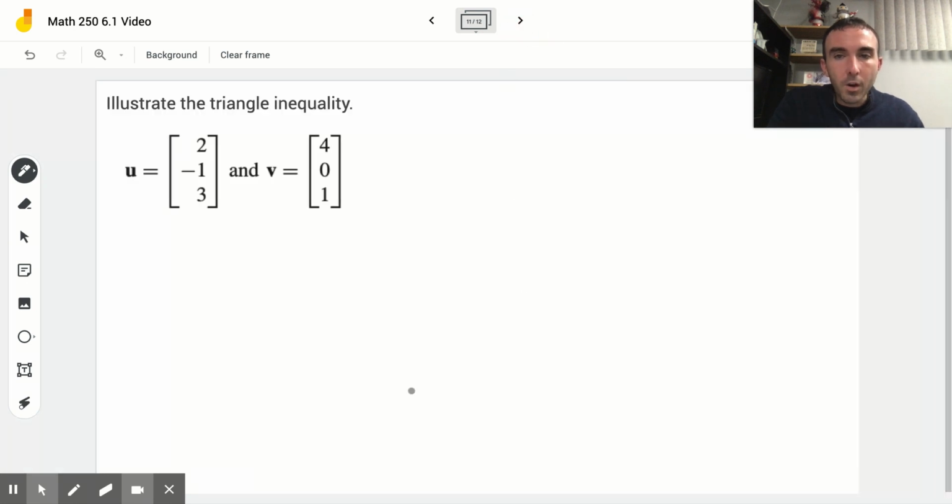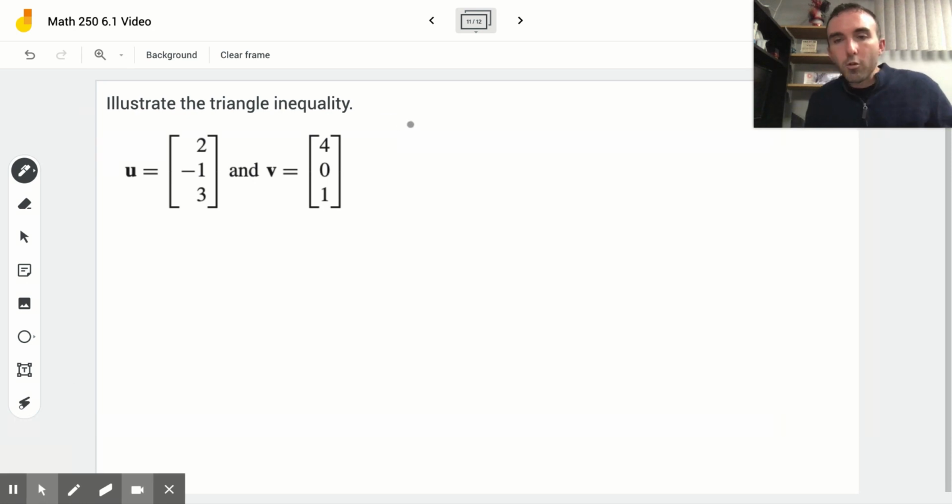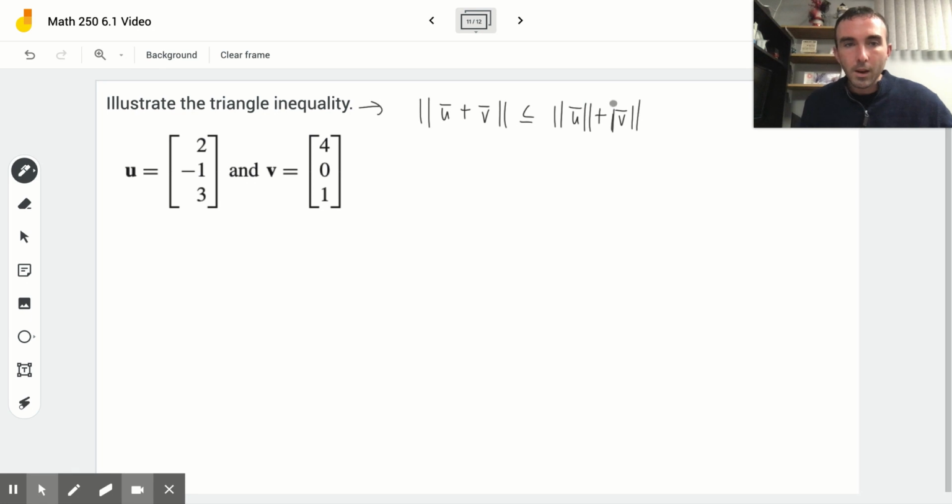We're going to go through two quick examples to show that both of these results do hold up if we try them out with vectors. So first, we will illustrate the triangle inequality. This states that the norm of u plus v is less than or equal to the norm of u plus the norm of v. So to do this, we will calculate individual norms first and then calculate the norm of the sum.